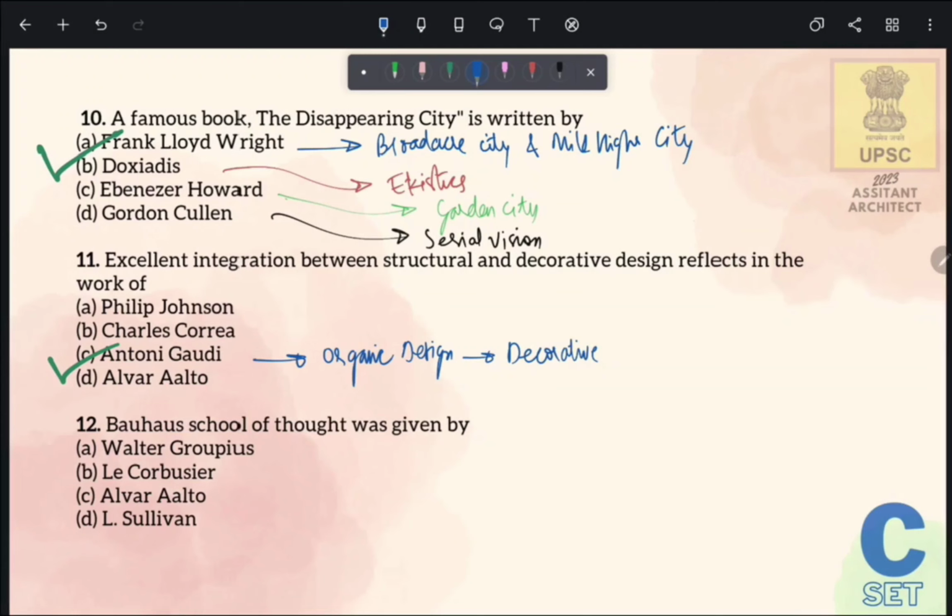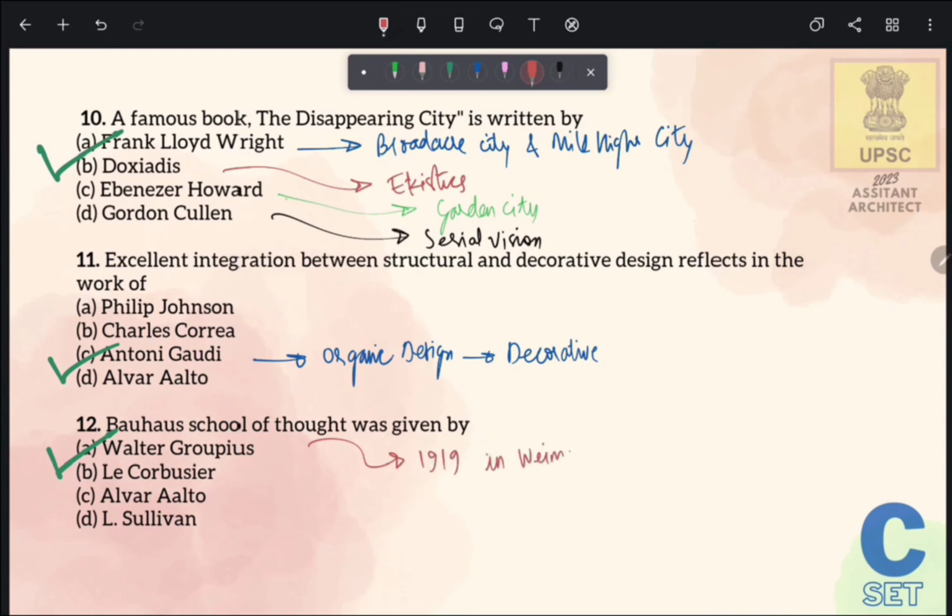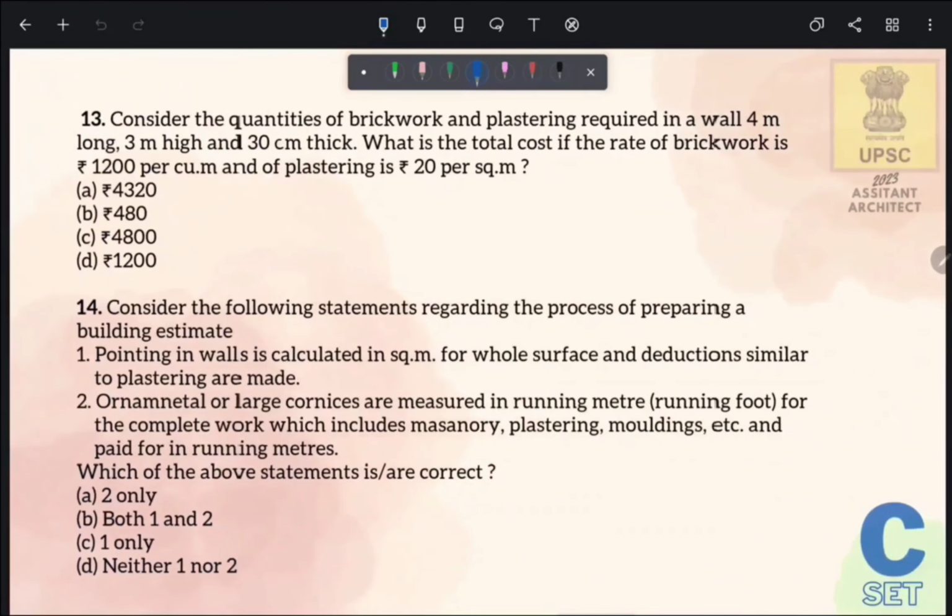Next question is: Bauhaus school of thought was given by. So it was given by Walter Gropius. So the correct answer is option number A. And the first Bauhaus school was founded in 1919 in Weimar city of Germany by Walter Gropius. Also there were a total of 3 Bauhaus schools. Let's move to the next question.